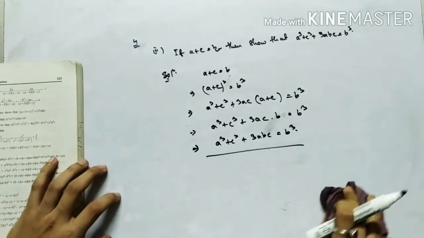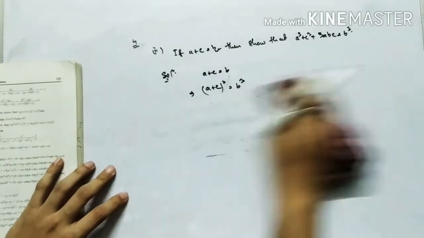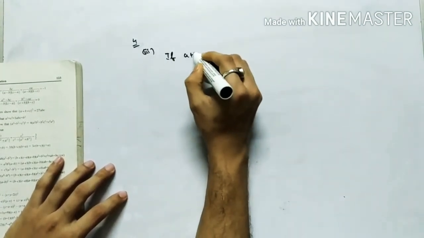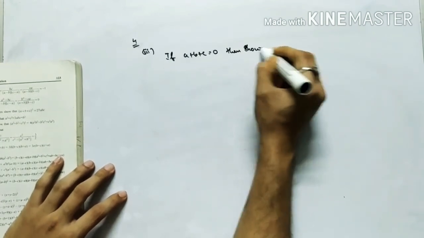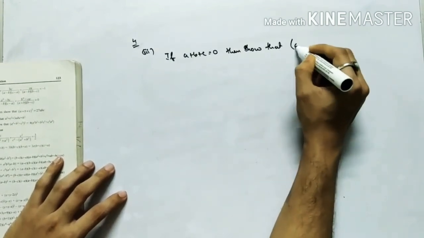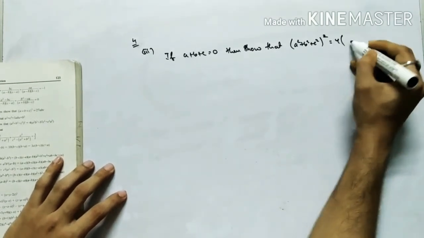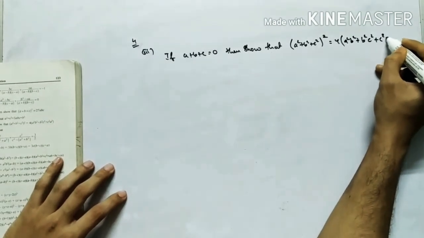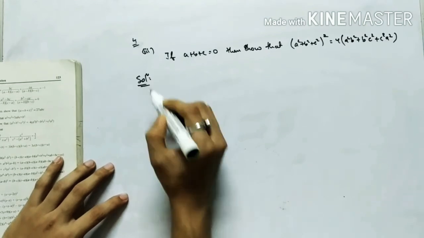Next, again you see, I will go to type 4 number 3. So this is type 4 number 3. If a plus b plus c is equal to 0, then prove that (a square plus b square plus c square) the whole square is equal to 4(b square c square plus c square a square plus a square b square). Okay, so this is your solution.